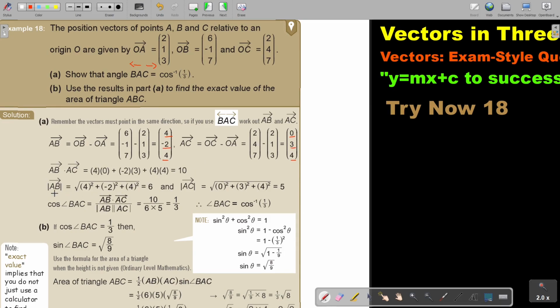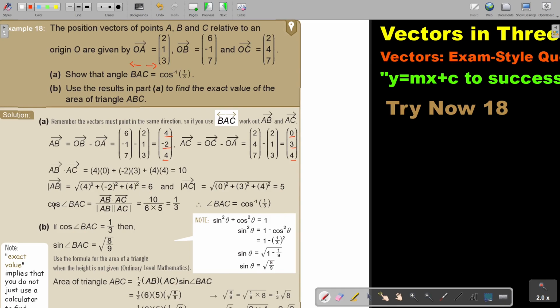I work out now the magnitude of AB using Pythagoras' theorem. So I square everyone and I get 36, so it's 6. Then I work out the magnitude of AC. So I square, and that's 25, so it's going to be 9 plus 16, which is 25, and it's 5.